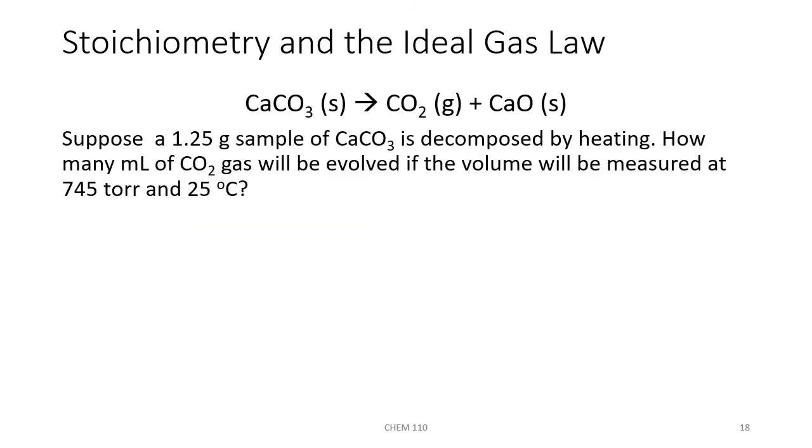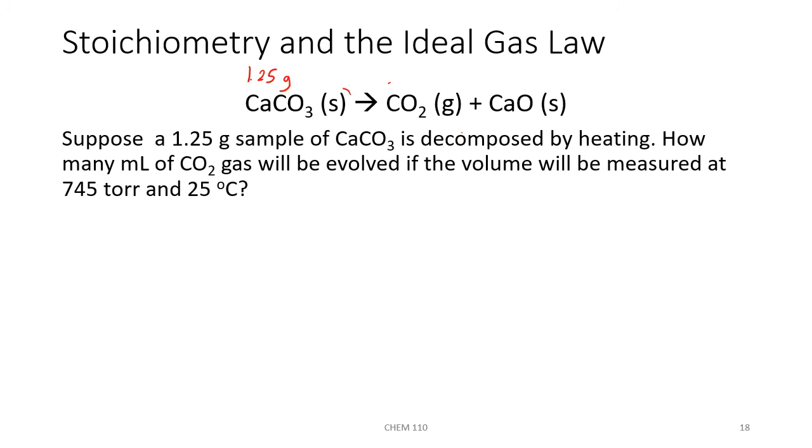We can also combine the concepts of stoichiometry with the ideal gas law. Suppose a 1.25 gram sample of calcium carbonate is decomposed by heating. How many milliliters of carbon dioxide gas will be evolved if the volume will be measured at 745 torr and 25 degrees Celsius? So in this example, we're starting with a reactant that is not a gas.